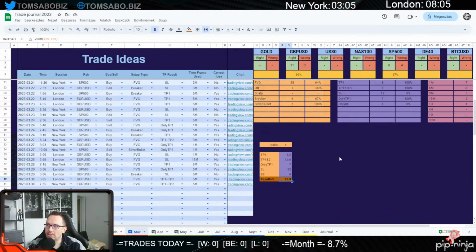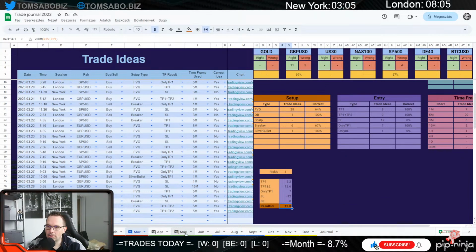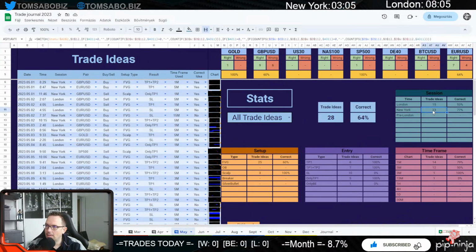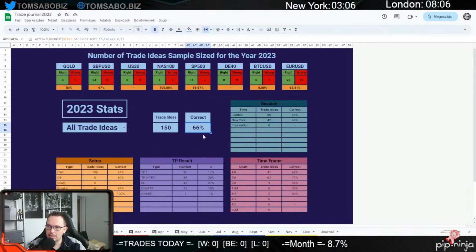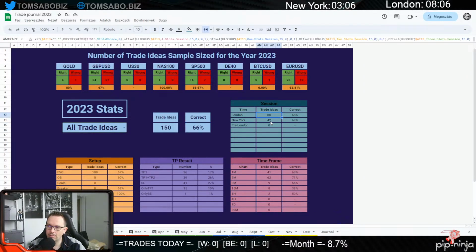But interesting, this month, let me go to May. My New York session trades: I took 15 trades in London, 13 trades in New York, and as you can see, 77% of my New York trades were successful, and only 53% of my London trades were successful. And if I look at the overall yearly stats, let's see, look at that.